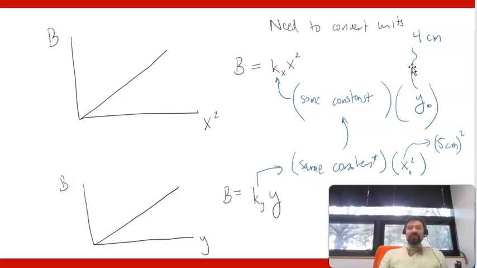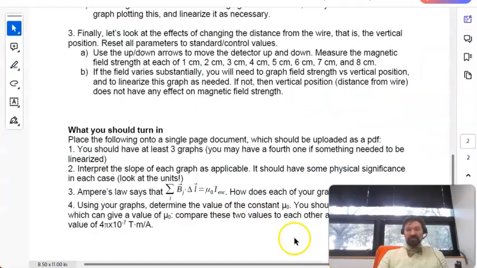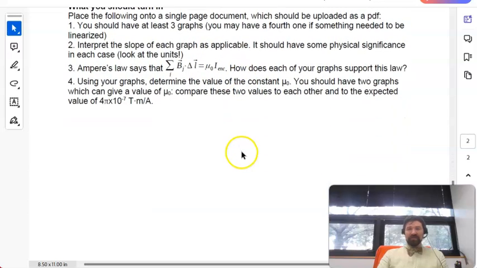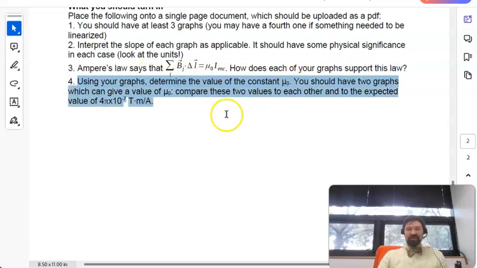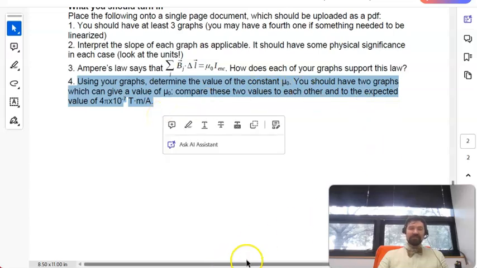So then you're turning in those plots, and if we look back at the instructions, it goes one further and says, using your graphs, determine the value of the constant mu naught. You're going to have two graphs, both of which give mu naught. Get the value from each of those two graphs and compare them, and compare it to the expected value of 4 pi times 10 to the negative 7.